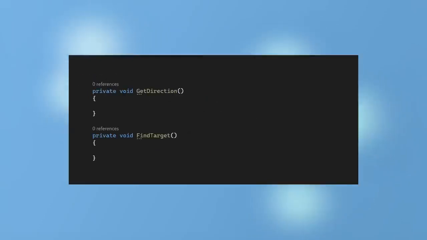Methods perform actions, so their names could begin with a verb and add context as needed. For example, get direction, find target. You are aiming for clarity above all else. Every team member should be able to understand the code without ambiguity or confusion.